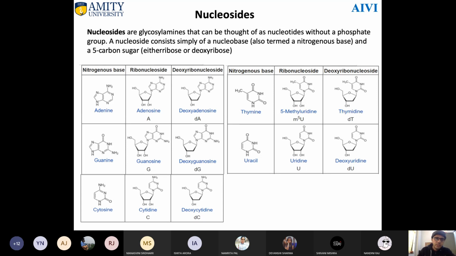Okay, so the sugar is going to remain common there. So in this case, how to name them? While naming them, the naming of each nucleoside is based upon the base itself, because the base is changing. So as the base changes, the name also will change.